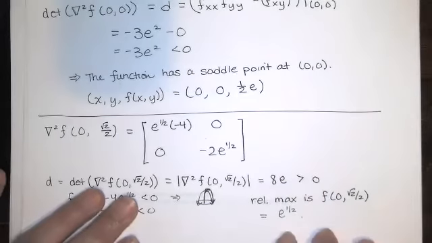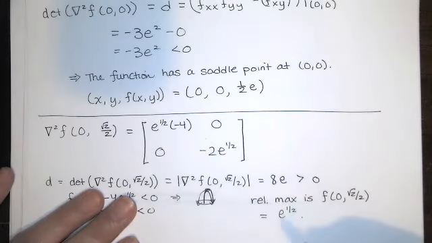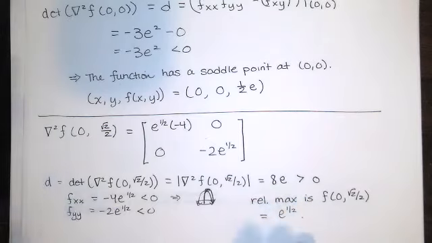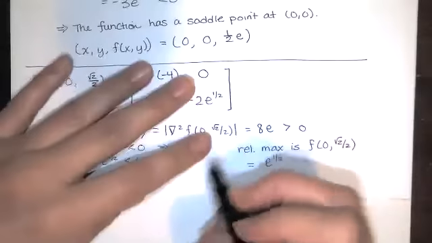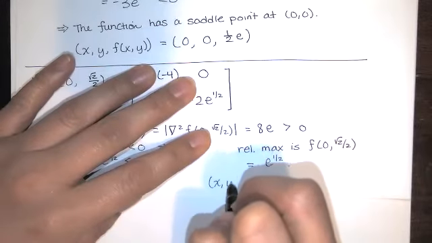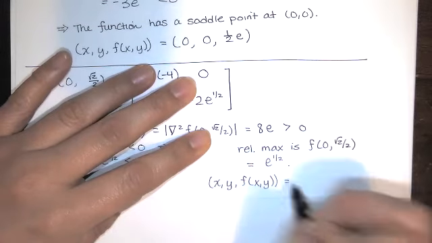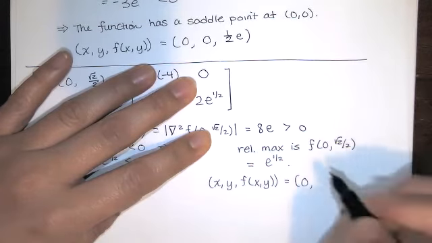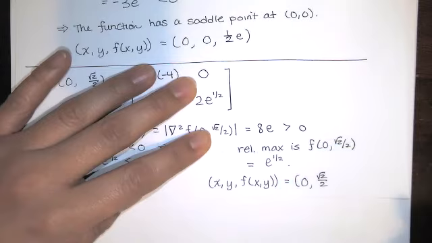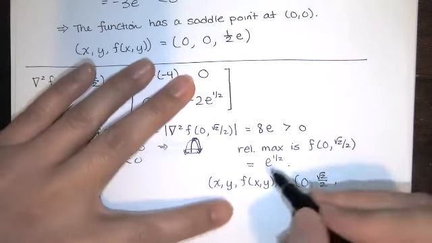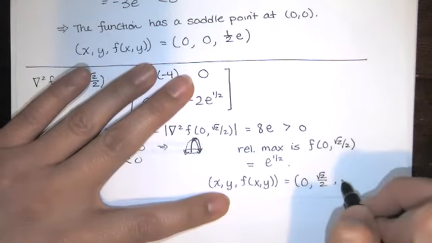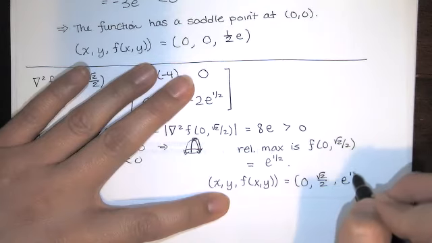Now that's what I would want on the test. The relative maximum is this, and it occurs at this location. But WebAssign wants the ordered triple. So when you enter your answer there, you want to enter this answer: x is 0, y is square root of 2 over 2, and the relative maximum is e to the 1/2.